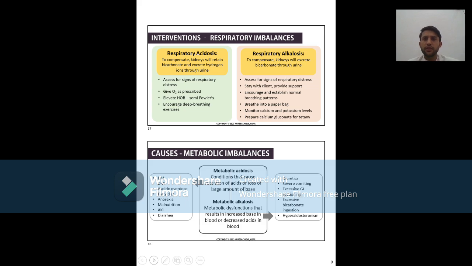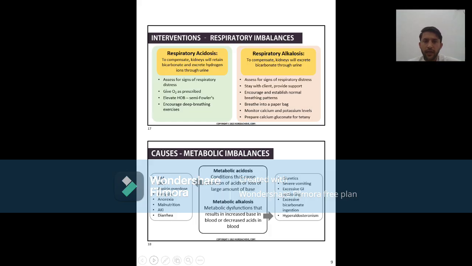In respiratory alkalosis, the kidney will excrete bicarbonate through urine. We also have to assess the patient for respiratory distress. We have to be present with the client, provide support, encourage, and help establish a normal breathing pattern. Breathe into a paper bag to re-inhale CO2. We normally use the rebreather mask for respiratory alkalosis. Monitor calcium and potassium levels, which are important for the heart. It is cardioprotective. Prepare calcium gluconate for tetany prevention.